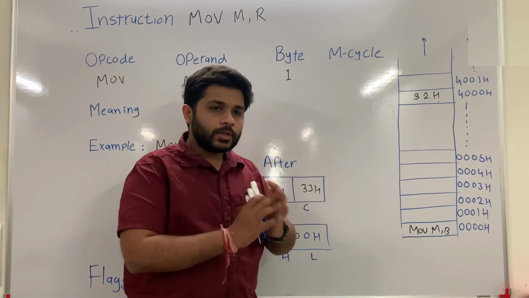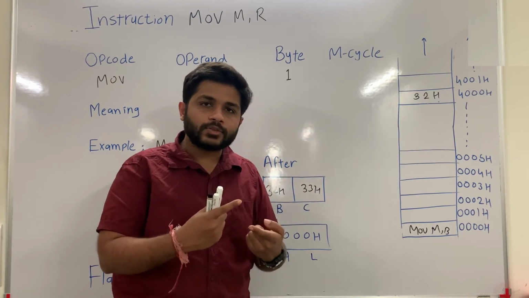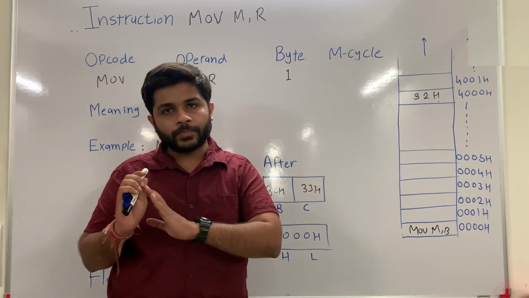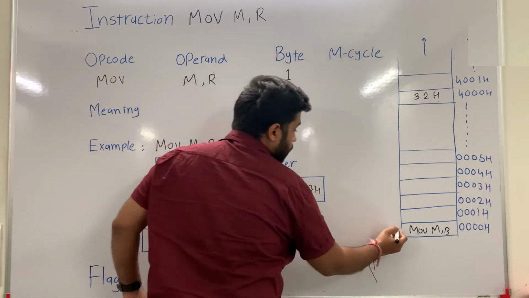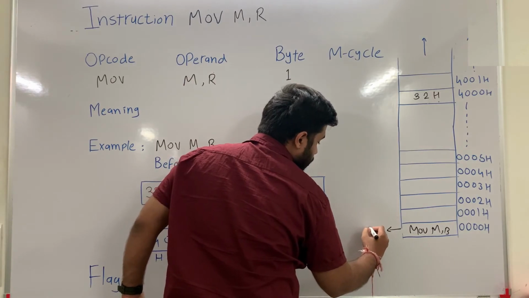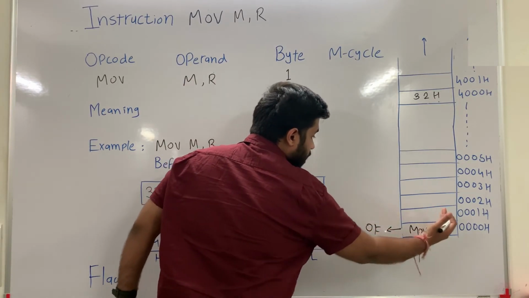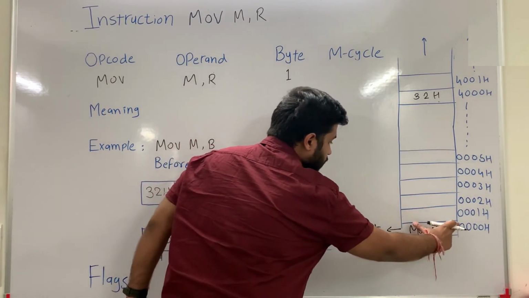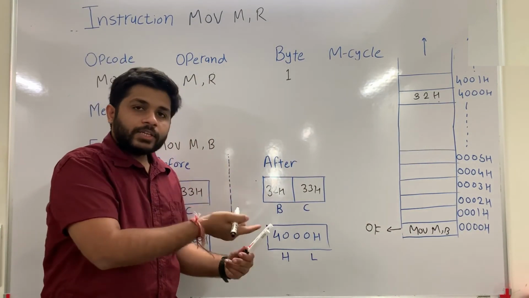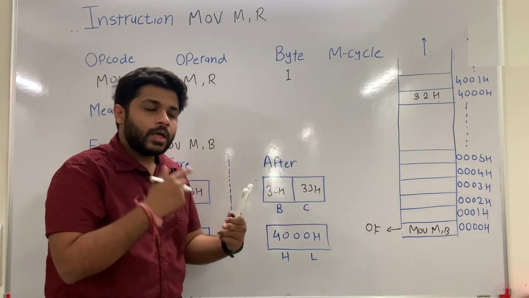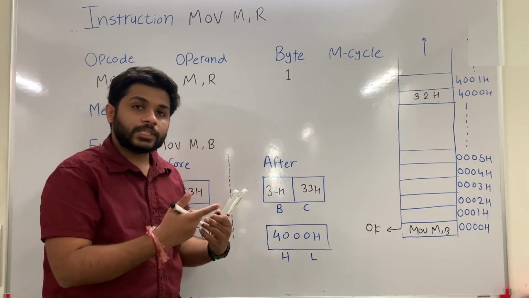After the instruction is stored, the processor will start its process, which is fetch, decode and execute. To fetch the instruction, the processor has to perform a machine cycle known as opcode fetch. When opcode fetch is performed, the instruction will be moved from the memory to the microprocessor. After the instruction is moved, the processor will decode. After decode, the processor will execute.